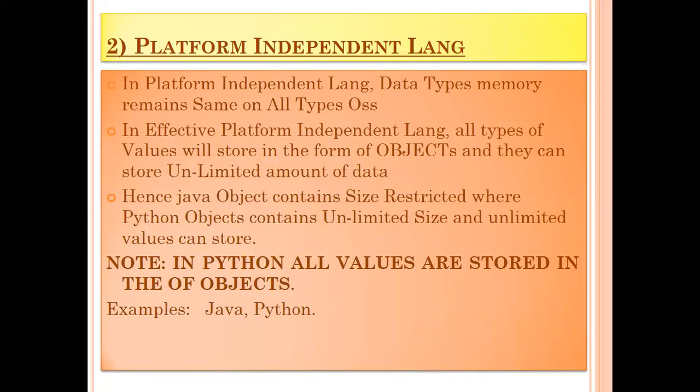Second, as I've told you, it is a platform-independent language. Why? It is platform-independent because its values are stored in the form of objects. With the help of this, we can store an unlimited amount of data, and data types memory remains the same for all OSs. A Java object has a restricted size, whereas Python objects have unlimited size and unlimited values can be stored in Python. So all the values are stored in the form of objects.